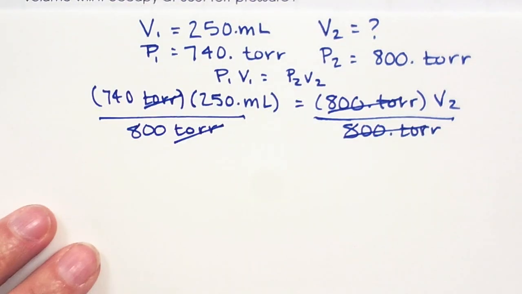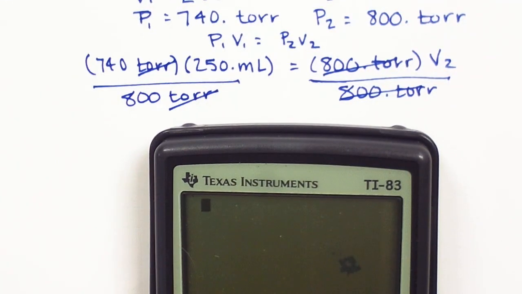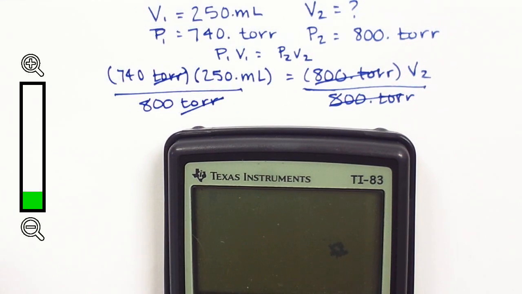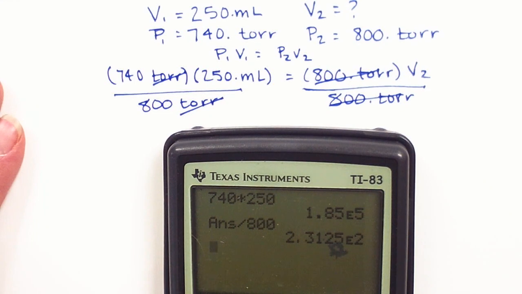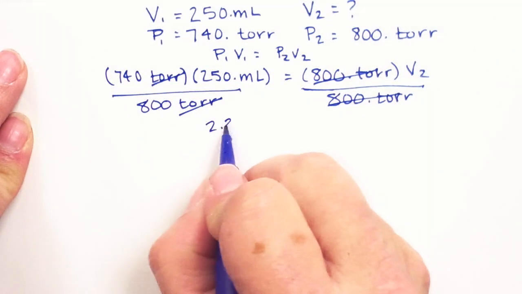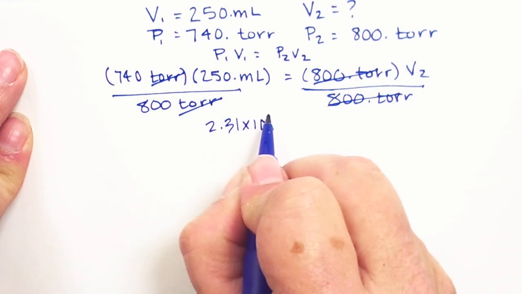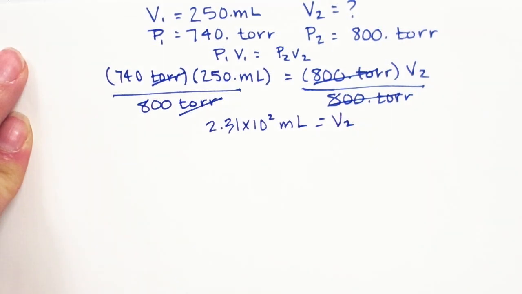Now, what I'm going to do is divide both sides by 800 torr. Algebra. What I get to do is cancel out my 800 torr on this side, and I get to cancel my torrs on this side. Once I do that, I'm going to do my calculator work. My calculator work is 740 times 250 divided by 800. And that's going to give me 2.31 times 10 to the 2 milliliters is equal to V2.